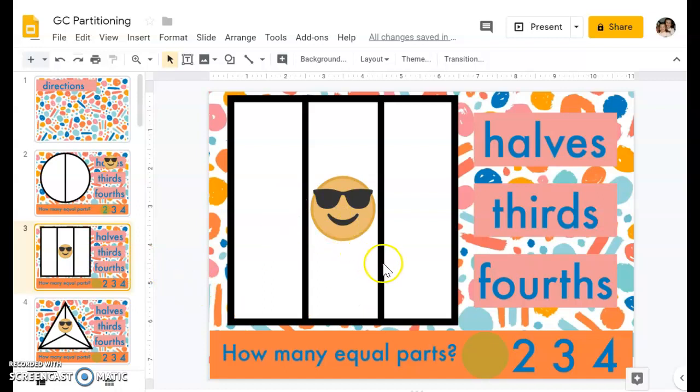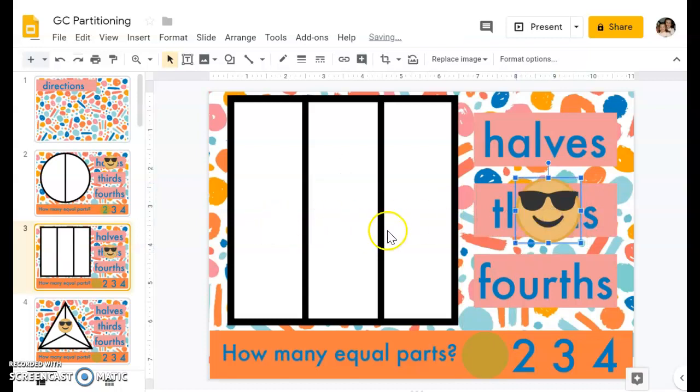This one's a square. The square is divided into halves, thirds, or fourths. What do you think? I'm going to put my smiley face on the thirds because it's divided into 3 thirds. How many equal parts does the square have? It has 1, 2, 3 equal parts. So I'm going to take my circle and I'm going to put it on top of the 3. So that shows the teacher that this square is divided into thirds and it has 3 equal parts.